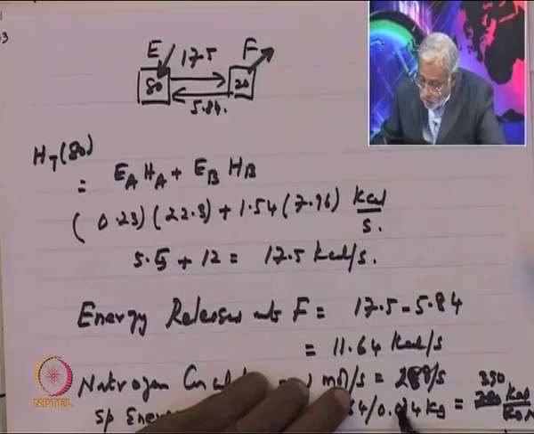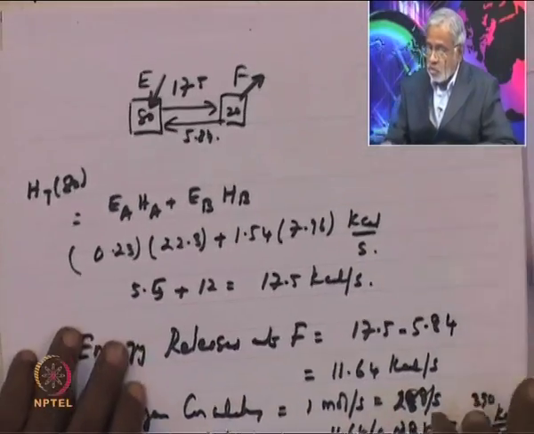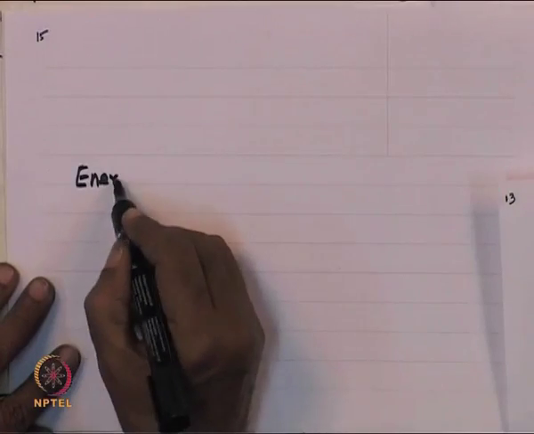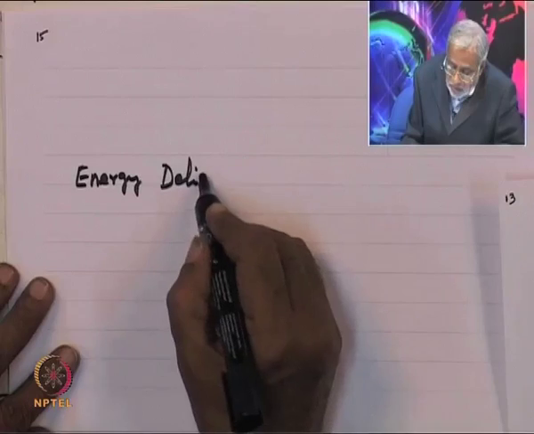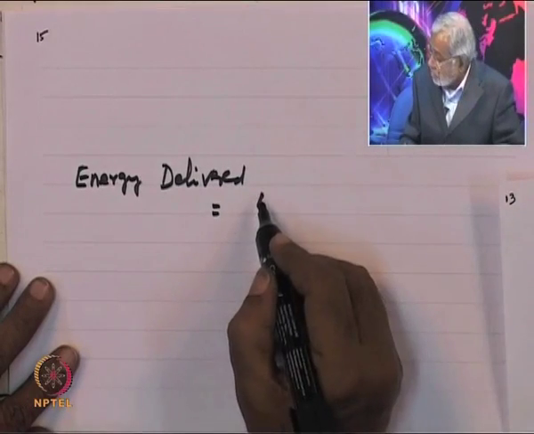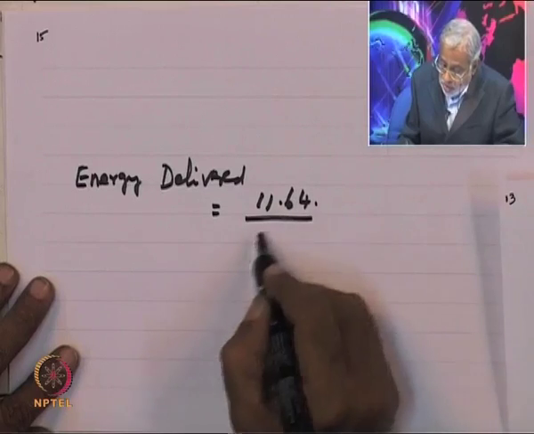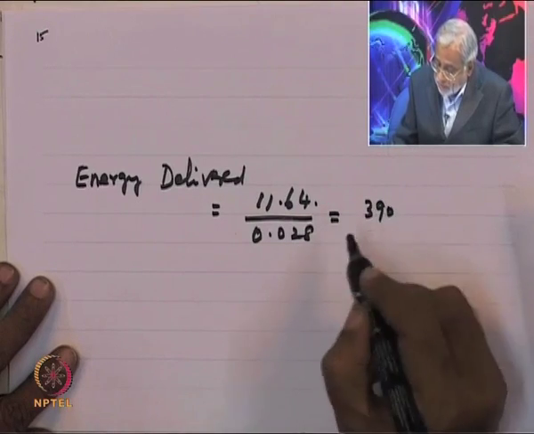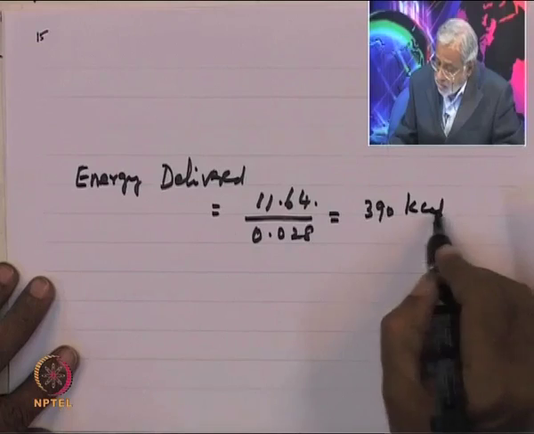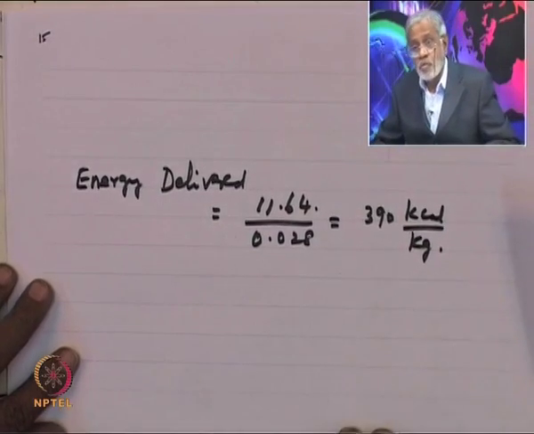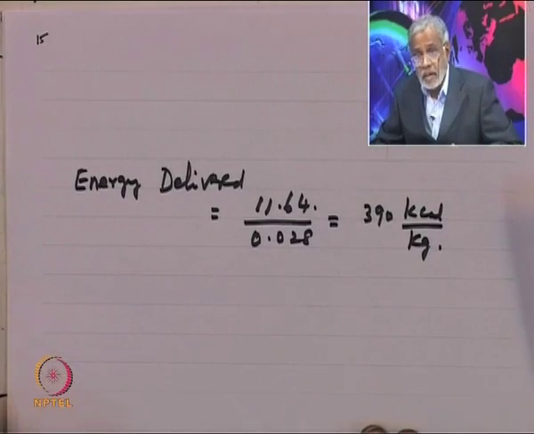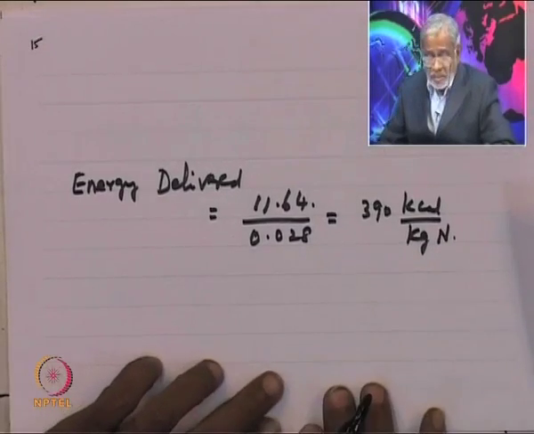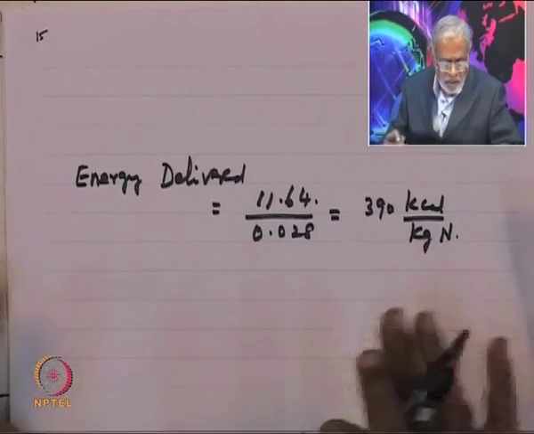So, I have divided this by 28. So, let me just do this once again. The numbers are in your mind. These are important numbers which may have some implications later. So, energy delivered equal to 11.64 divided by 0.028. That comes to about 390 kilocalories per kg. So, we are able to deliver 390 kilocalories per kg of nitrogen circulating. Now, these numbers are very important. We will come to that in a minute.